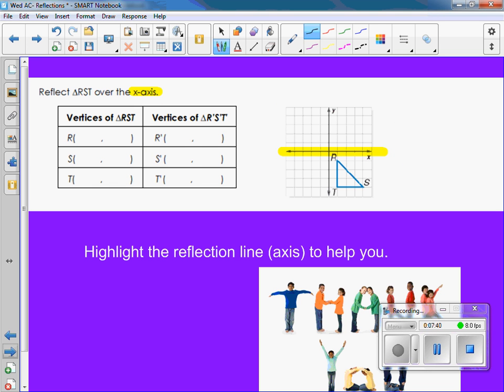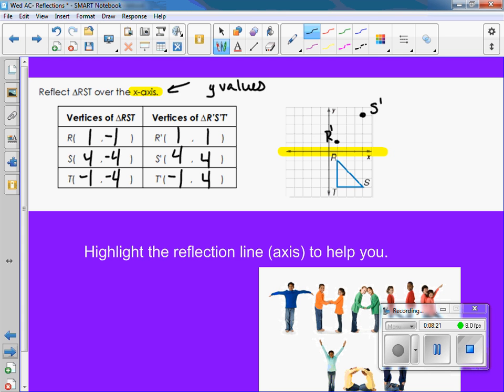All right, so I've given you a grid. I'm going to reflect RST over the x-axis. Again, you're going to have to come up with those points, and those points are 1, negative 1, 4, negative 4, and negative 1, negative 4. We're reflecting over the x, so that should change my y values. So x stays the same, y changes signs. So 1, 1, that is R prime. Don't forget that prime because that tells me it's the new figure. 4, 4 is S prime.